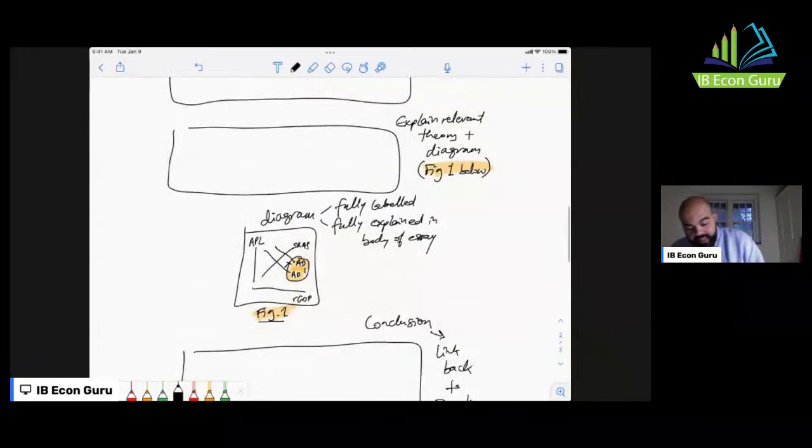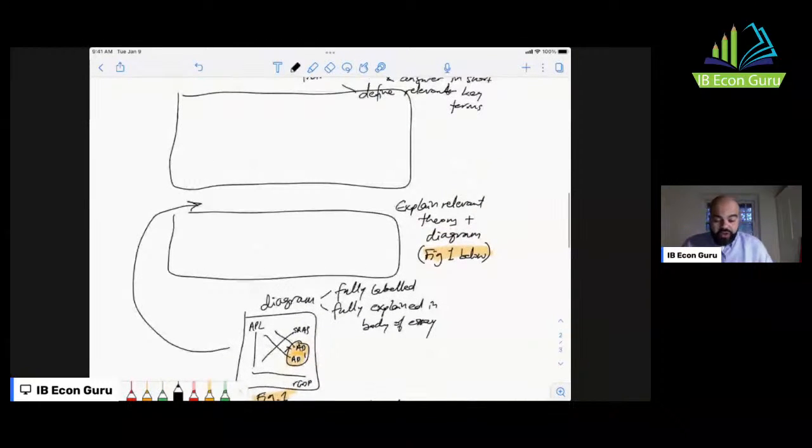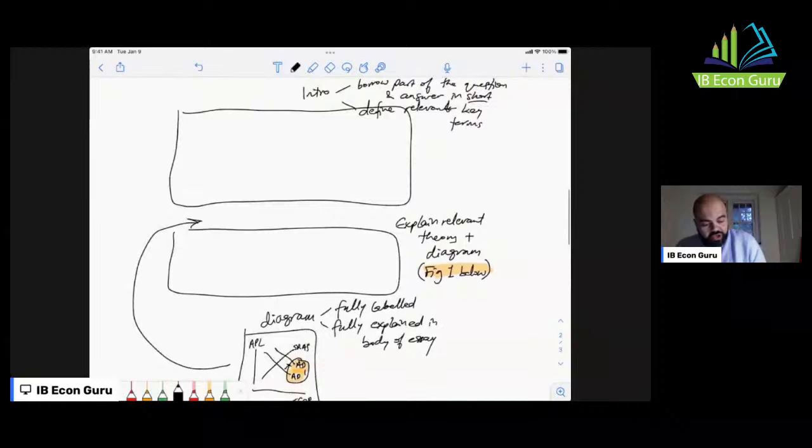Some people might place the diagram before the explanation. It doesn't matter. A lot of my students prefer to introduce, answer the question in short, define relevant key terms, and then draw the diagram.